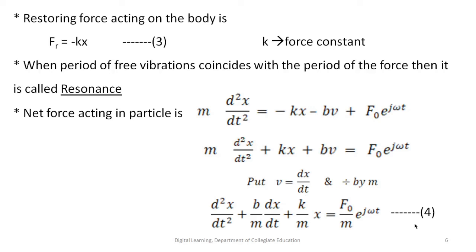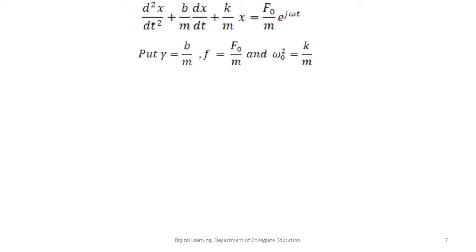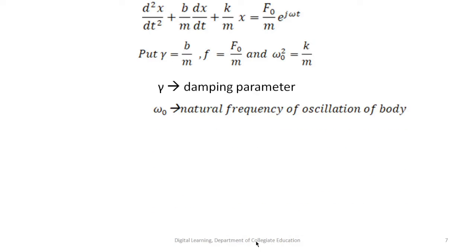Call this equation number 4. Now substituting b by m is equal to nu, F naught by m as f, and k by m as omega naught square, where nu is called the damping parameter. We have discussed this in the last session. Omega naught is the natural frequency of oscillation or vibration of a body.